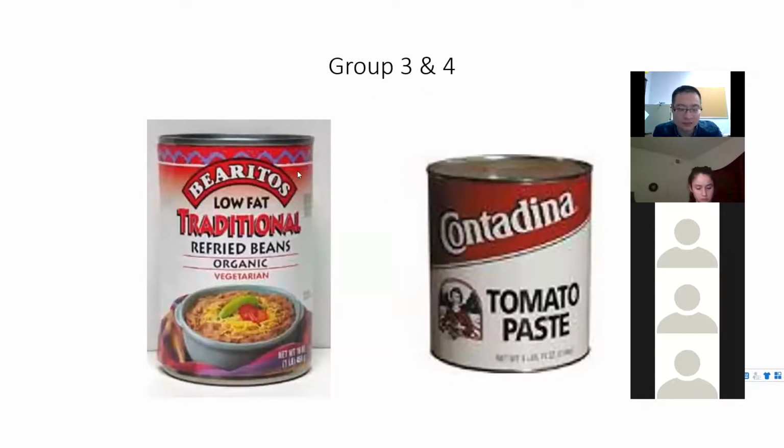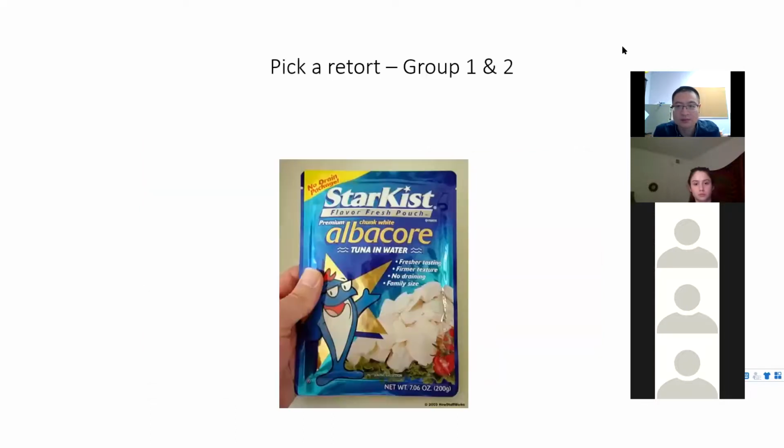And group 3 and group 4, you will talk about the... I haven't divided your groups. Let me see how I can do this. Breakout rooms, create rooms, 10 rooms, and automatically. Okay.